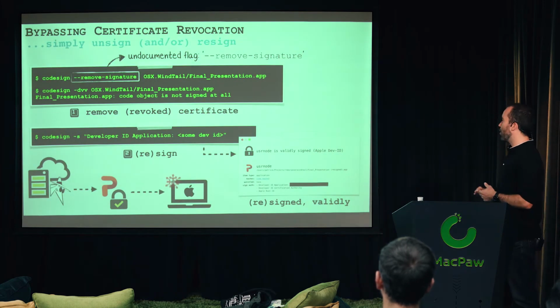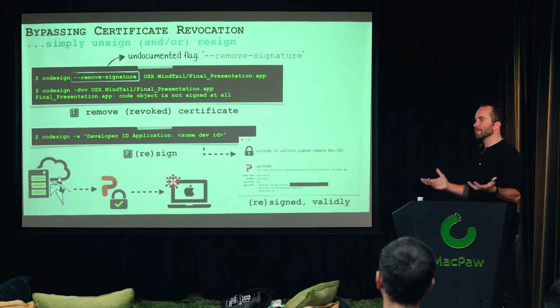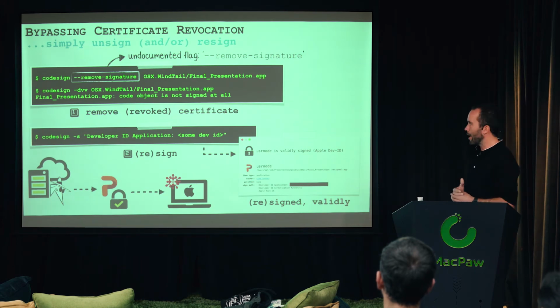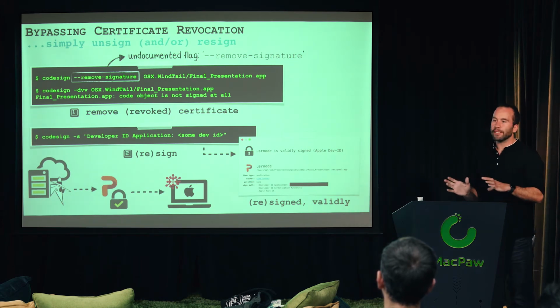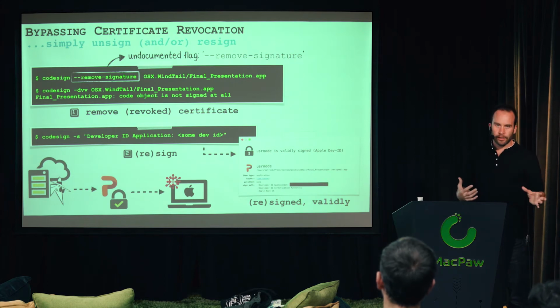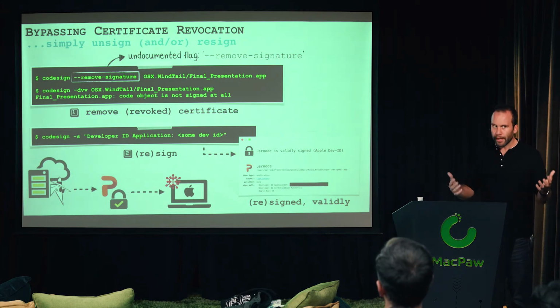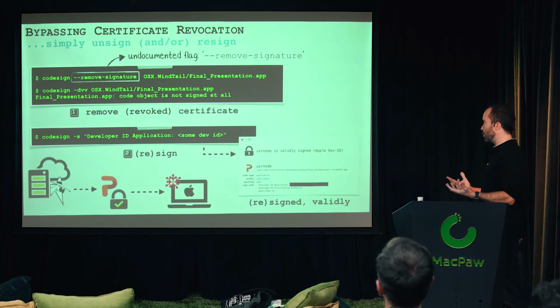Of course, we don't want our repurposed Windtail to be blocked. That would suck, right? So let's talk about how to bypass this. The problem is really not Windtail per se. It's the code signing certificate. So all we have to do is actually remove that code signing certificate, and it will be allowed to run.